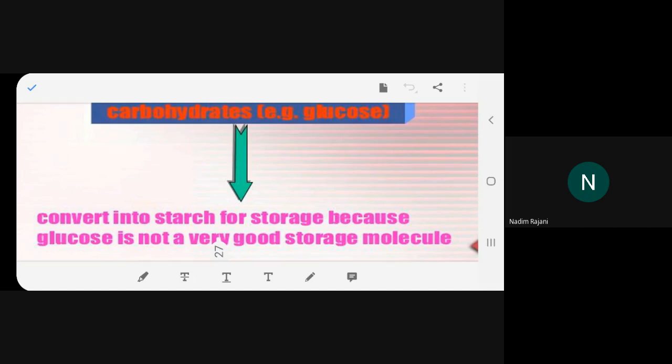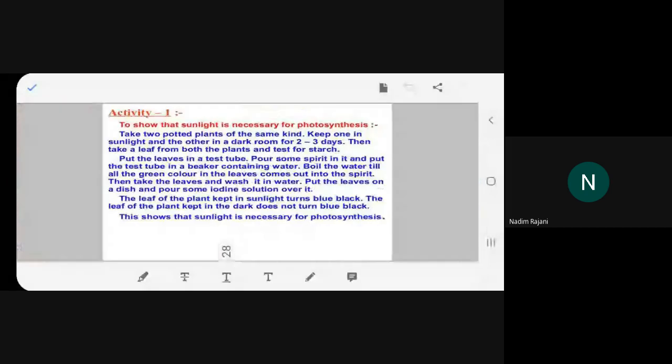So for storing, which type is stored? It is not glucose, but it is starch. You understand now? So food in the form of starch is stored in the leaves and not glucose. Any problem? Do you find any problem regarding the food of the plant? No, ma'am. It is stored in the plant body in the form of starch and not glucose. This is how you have to understand.